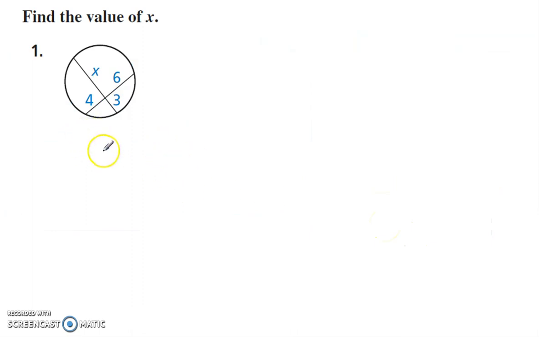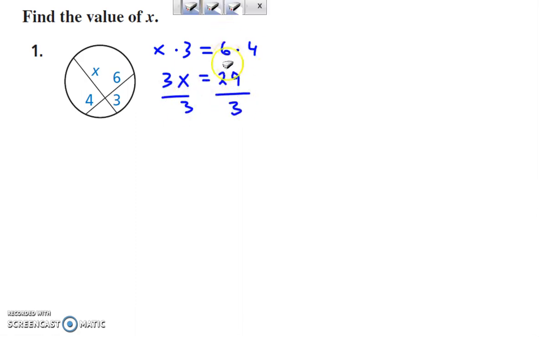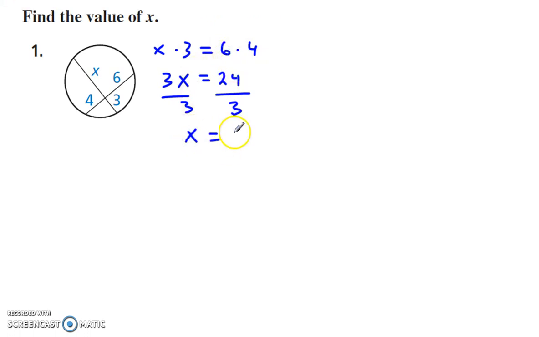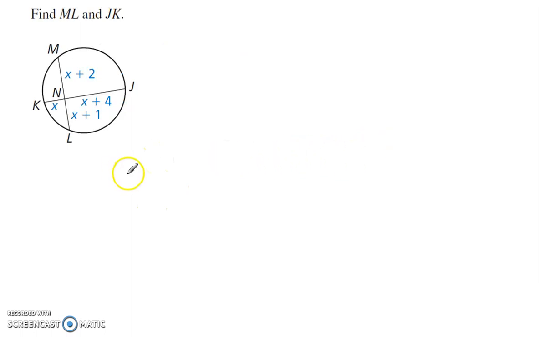All right, so here we go. We've got chords, so we're going to do part times part. So x times 3 is equal to 6 times 4. And that gives us 3x is equal to 24. Divide by 3 on each side. 24 divided by 3 is 8. X is 8. Okay, that was an easy problem.